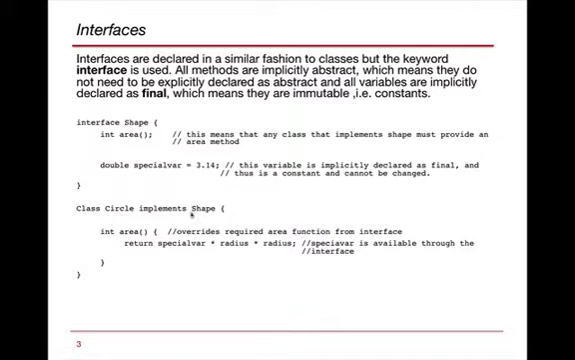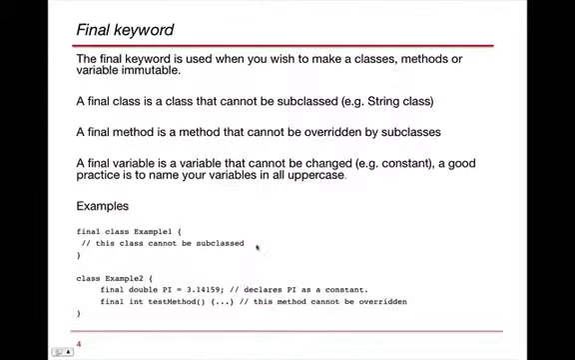So here I have class circle, and this should be a lowercase c. Again, this is a PowerPoint issue. Implements shape. When I use an interface, I am implementing the interface. I am not extending the interface. So here I have my int area because I have to override the area method, and I return special var times radius as the example.